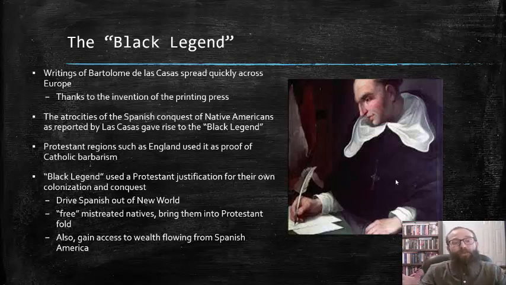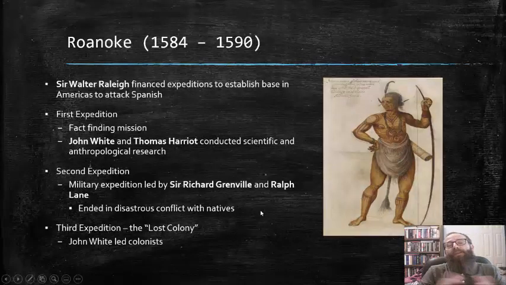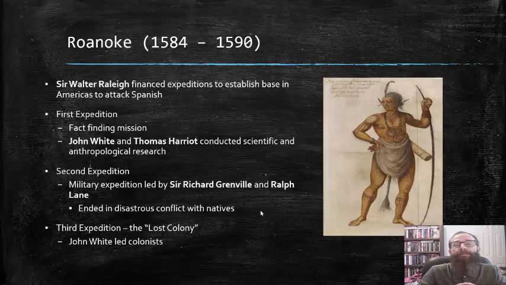true motives, which was to gain access to that tremendous amount of wealth that began to flow out of Spanish America, particularly after large quantities of gold and silver in particular were found in Mexico and the Andean region of South America. The first attempt by the English to establish a presence in the Americas occurred between 1584 and 1590 on the island of Roanoke, right here in North Carolina.